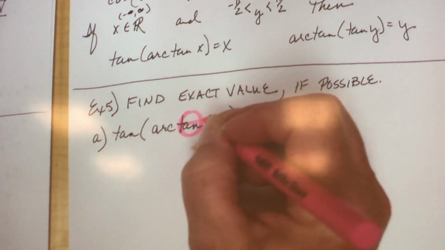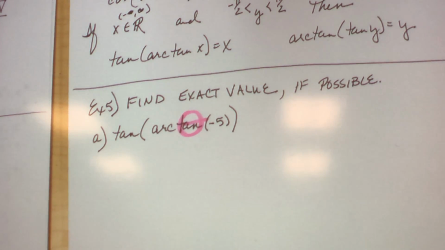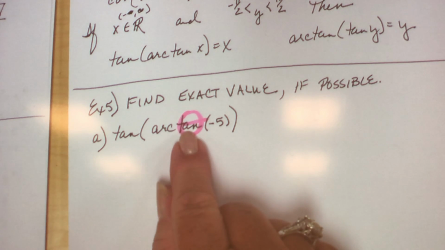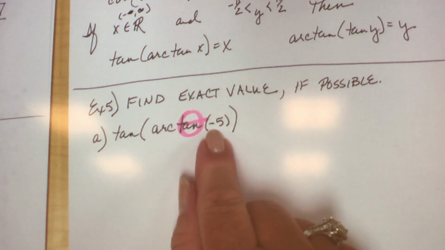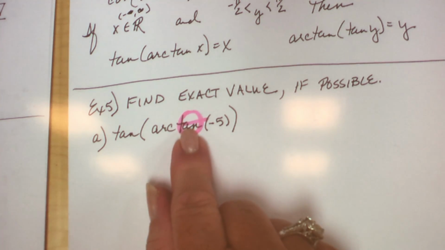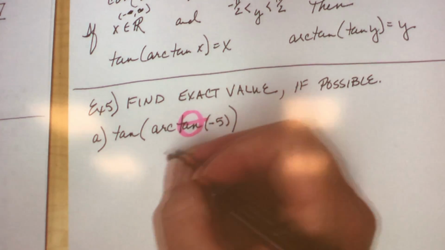Okay, watch, I'm going to do something. This is an angle, we're going to call it theta. So tell me the angle whose tangent is -5. Theta, right? So what is the tangent of theta? -5. There you go.